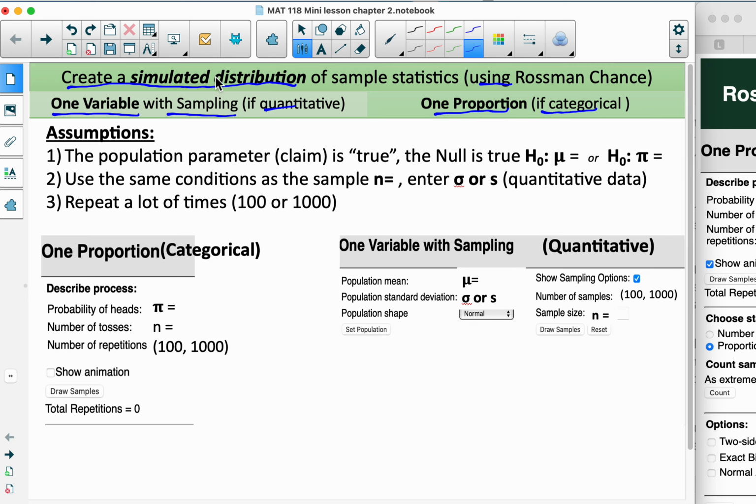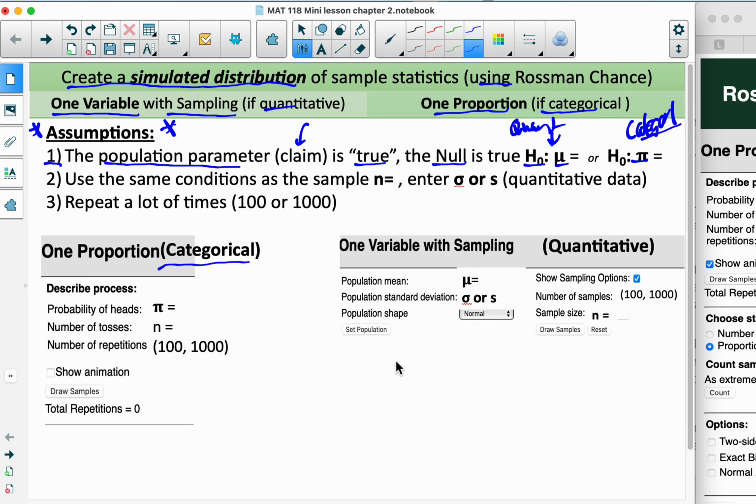When we create a simulated distribution, we use a set of assumptions. The first assumption we use is that the population parameter or the claim is true. This maps to the null hypothesis. H sub 0 is going to be equal to mu if we have quantitative data, and if it's equal to pi, we have categorical data.